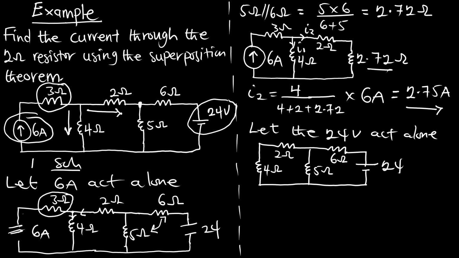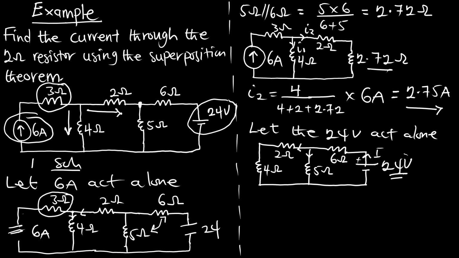And if it is acting alone, it is going to produce a current I, because this is the positive side. It is going to produce a current I, and we are going to see that this I is also going to distribute itself between these branches. Now we have to find the current I. What is the total current being produced by this 24 volt source?